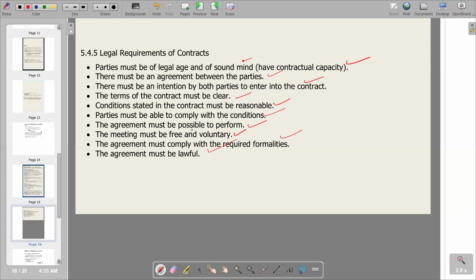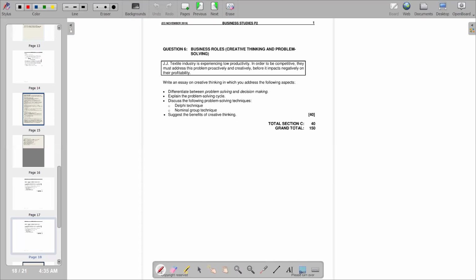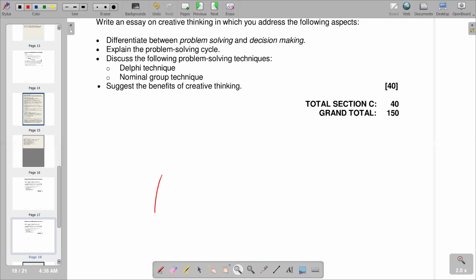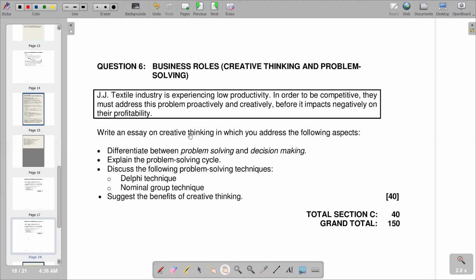So obviously, we are left with the last question, which is the essay, section C. And we see that our last question is here, which is on business roles. So we can just try to see in terms of our last question. So this is our question that we have: business roles, in brackets, creative thinking and problem solving.